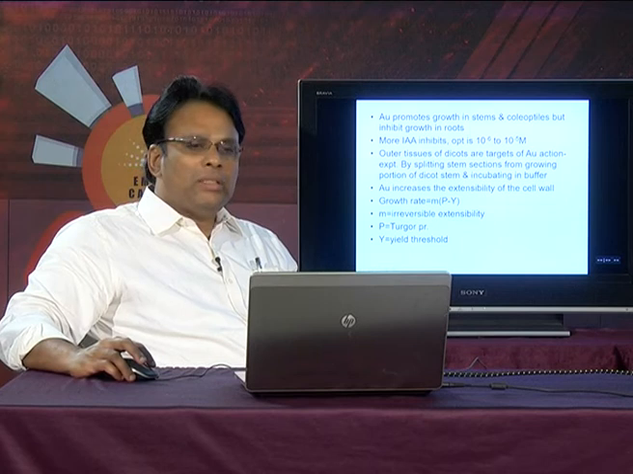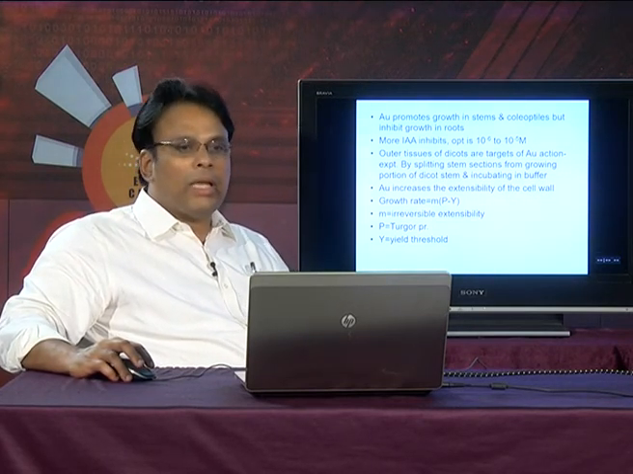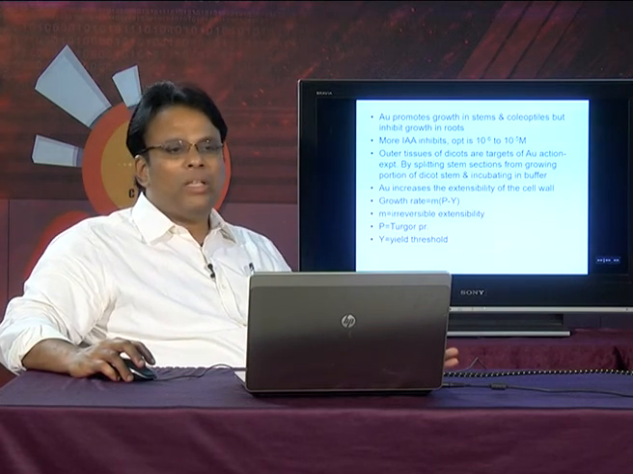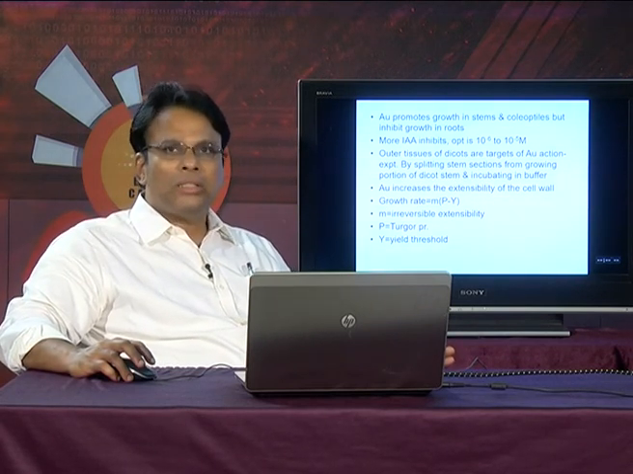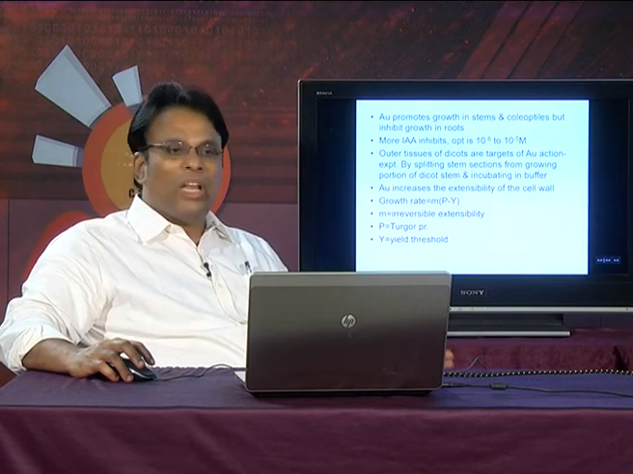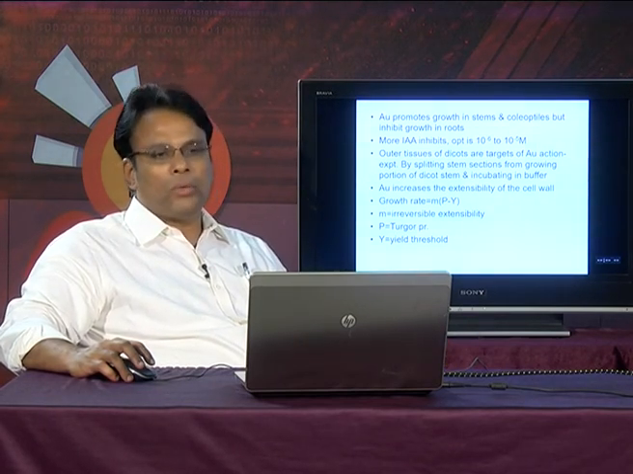So here you can see auxin promotes growth in stems and coleoptiles, but it can inhibit growth in roots. So this is the way how it is promoting the growth in stems and coleoptiles, but not necessarily in roots. In roots, what we have seen is that auxin can inhibit the growth.